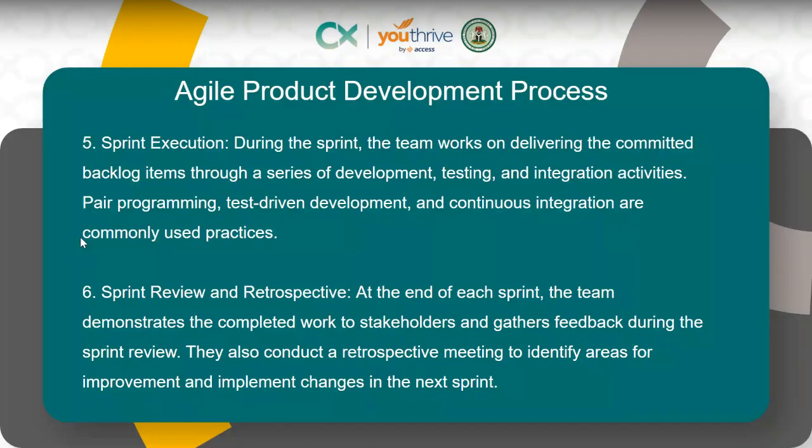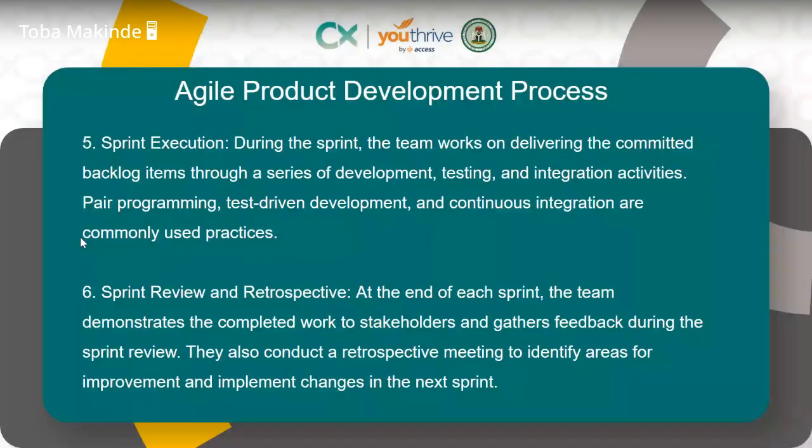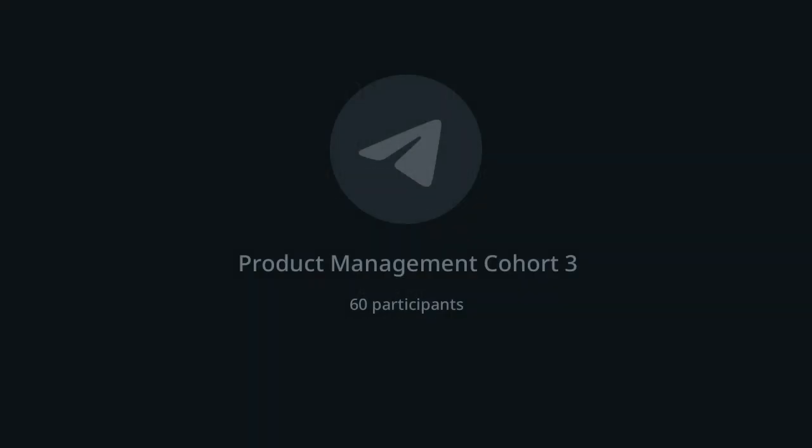And then they also conduct retrospective meetings to identify areas for improvement and implement changes in the next sprint. So the retrospective meeting is something that holds at the end of the sprint as well, where you discuss areas of improvement and ways you can implement those changes in the next sprint. If there are challenges while you are developing code, you can always see how you can improve that in the next sprint.